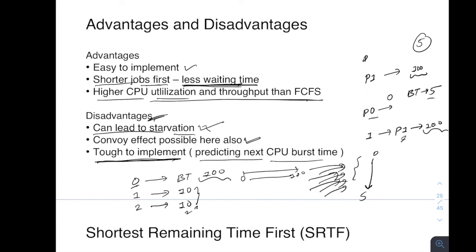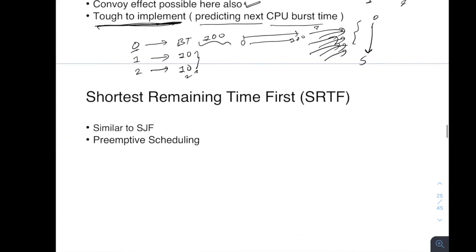How do you know for how much time the process will run? You do not know. So implementing this is quite tough. This is easier to implement in code actually, but tough to implement practically, knowing the CPU burst time.